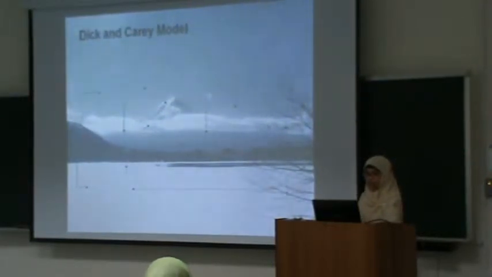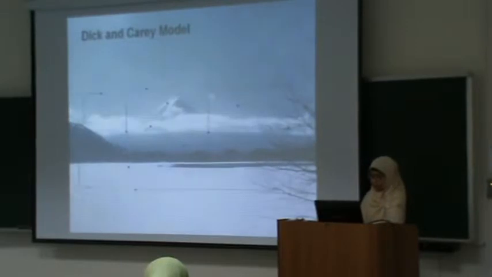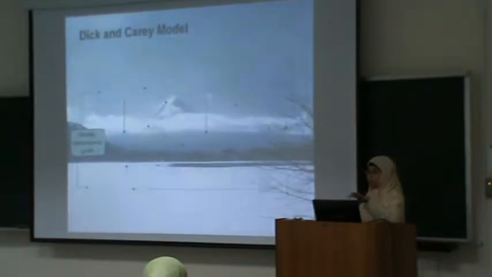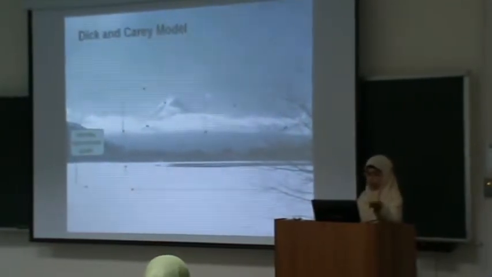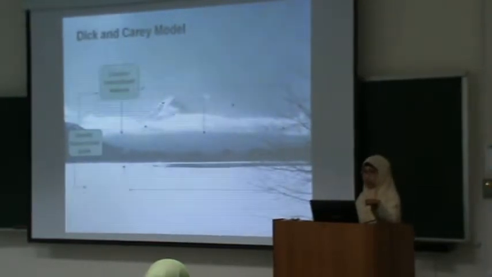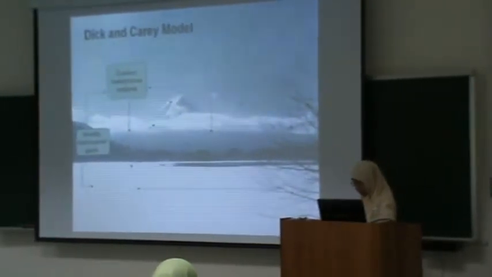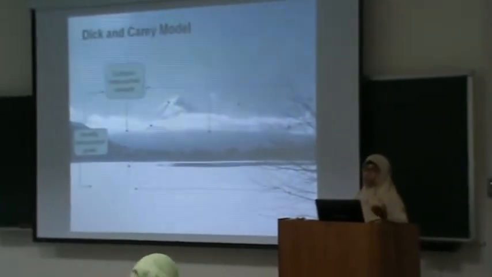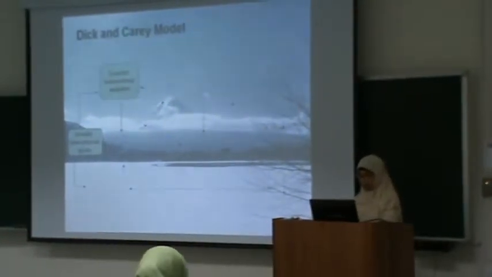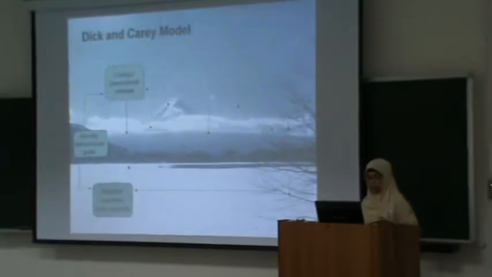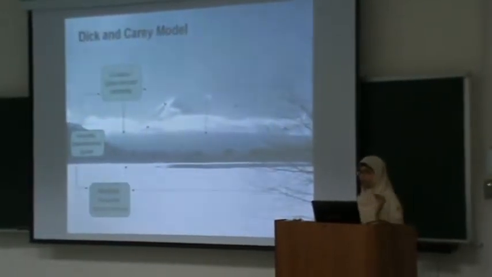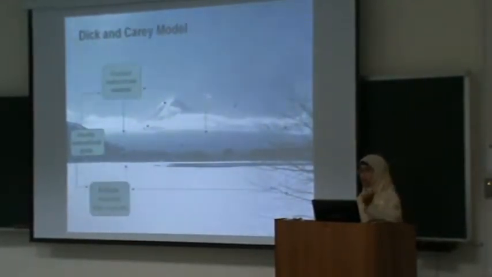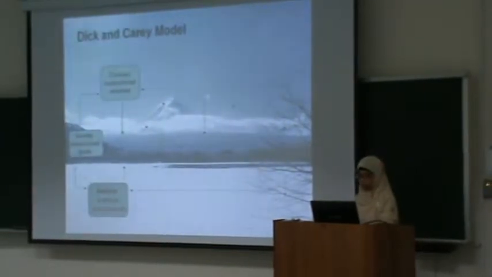And we see the Dick and Carey components. It has 10 components. The first part is to identify instructional goals. The second part is to conduct instructional analysis. Here we should identify what the learner must be able to do and what attitude the learner must have. The third is to analyze learners and context. In this part, we should analyze the students' habits, their behavior, the environment, or the prior knowledge that they had before.